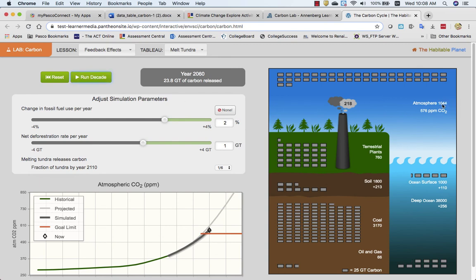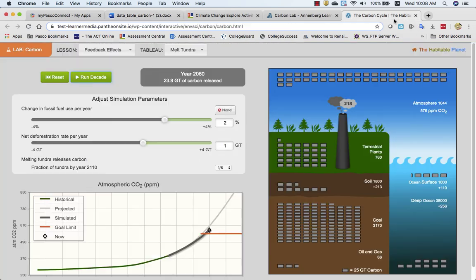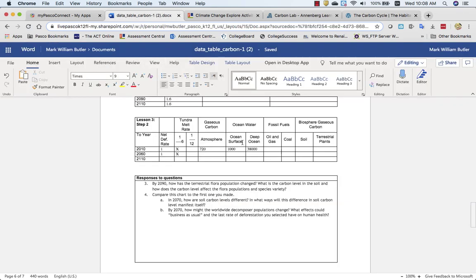1044. This is going to be 1110. We're at net deforestation of 1. We're at 1/6. What was that value? 1044 and 1110. And you're just going to keep recording those values.